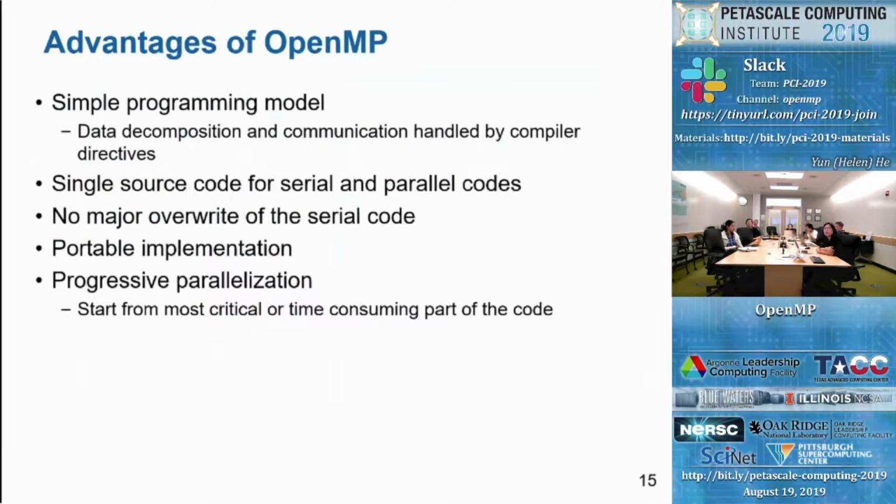The advantages: a single source code, a simple programming model, and lots of things are handled by directives, not by the users, like explicit message passing. All of that is implicit. You can also incrementally parallelize your code progressively. You can find a huge computation-intensive place and add OpenMP and work on it. And it's also portable with multiple compiler support.